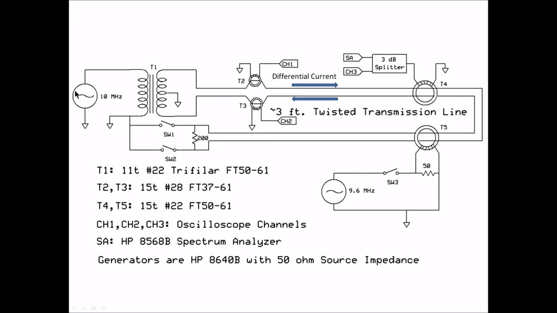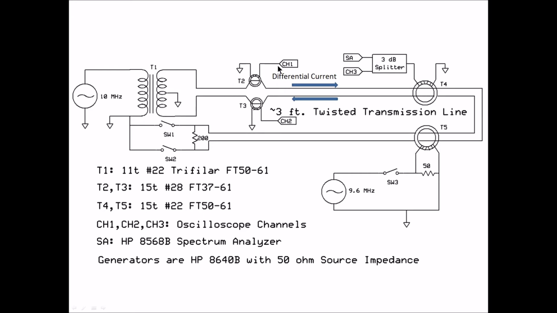I have a 10 megahertz signal generator going through a 4-to-1 transformer, so it transfers 50 ohms to 200 ohms here. I have a differential current sensor on one line and on the other line, and a common mode sensor on the twisted pair. This is a 3-foot twisted pair transmission line. I also have a common mode injector where I can inject 9.6 megahertz of common mode current.